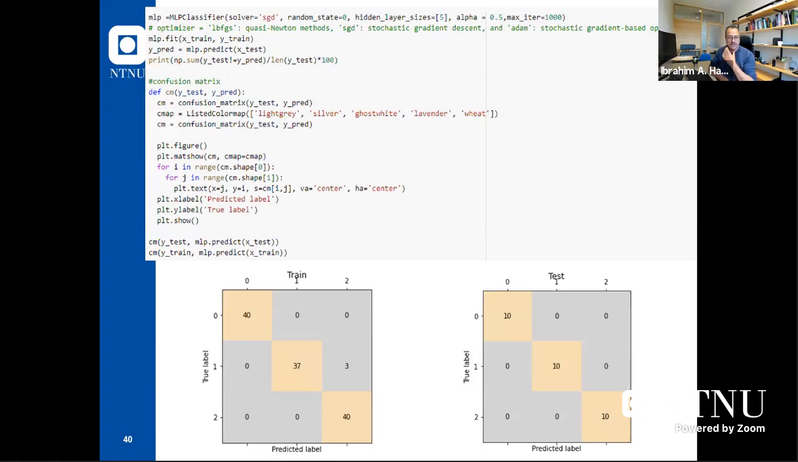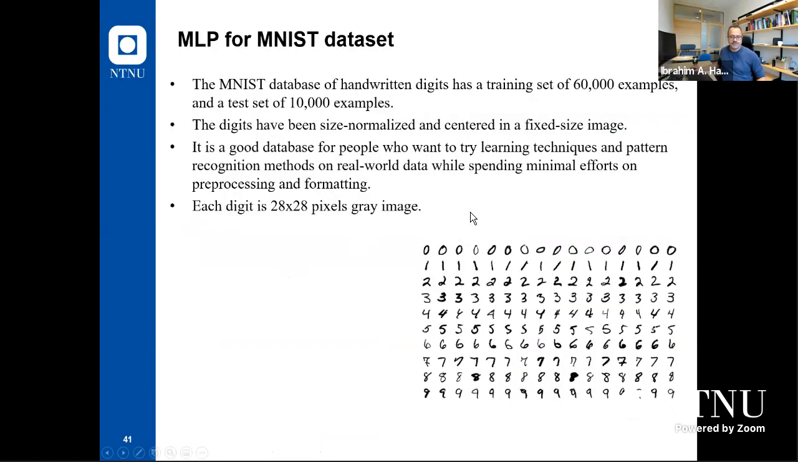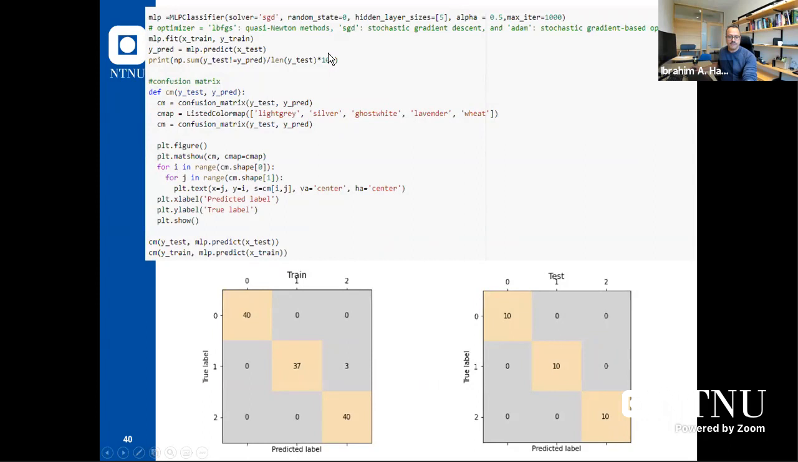After that, I got my MLPClassifier. You see here. You have lots of options. In fact, here is the solver, which solver you will use. I just selected SGD, stochastic gradient descent. This is the random state. This is the number of hidden layers, the size of the hidden layer.